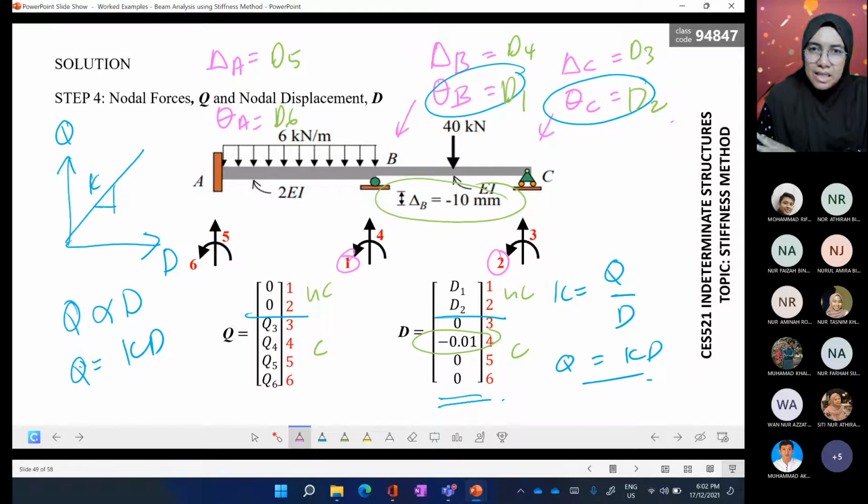Sama juga dengan C. At C tu kita tengok number 2 kan, kita punya Q2 ni. Maksudnya Q2 kalau ada moment dekat sini dia akan masuk. Tapi kalau tak ada moment, so dia akan jadi 0. So the rest 3, 4, 5, 6 are the unknown reaction. So maintain as symbol first. Okay, so yang ni dah settle.